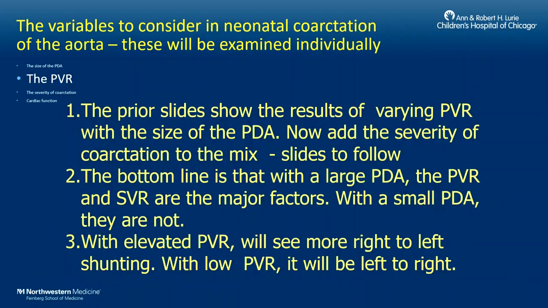Now we just put in some point. So far we showed varying PVR and the size of PDA. Now let's add coarctation to the mix. And the bottom line, what I said before, is that with the large PDA, the PVR and SVR are the major factors. With the small PDA, they're not. With elevated PVR, you see more right to left shunting. With low PVR, it'll be left to right.